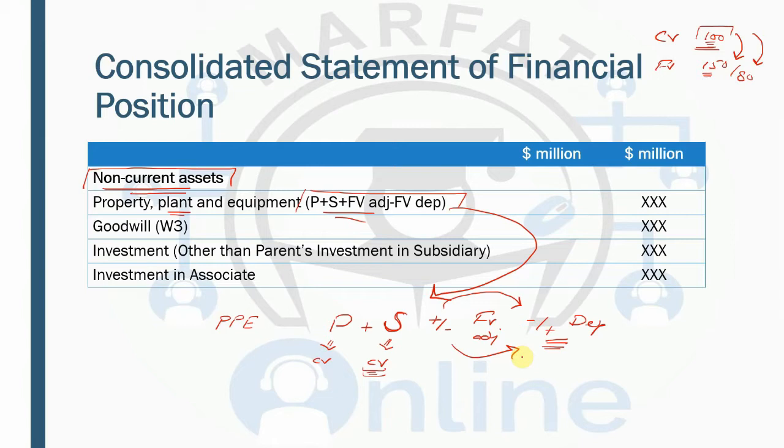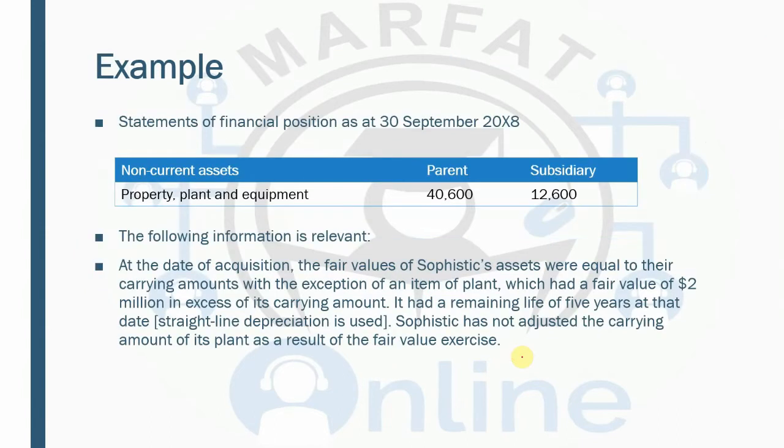Now, in order to grasp this concept, we have an example. So this is an extract right in front of you. Statement of financial position as at 30th September 2008. And then you have the property, plant, and equipment of the parent and the subsidiary. So 40,600 and 12,600. The following information is relevant.